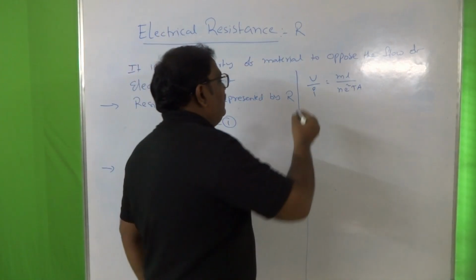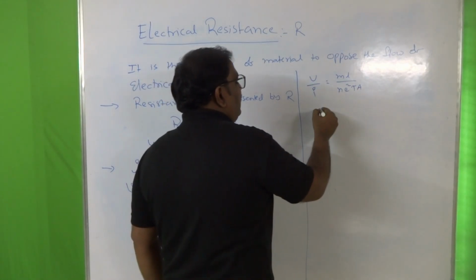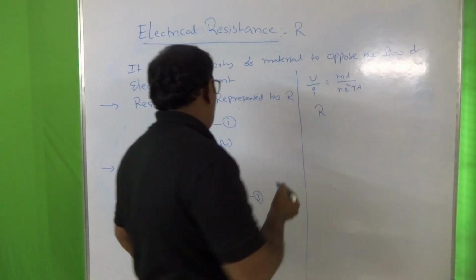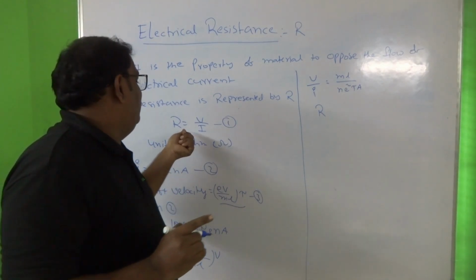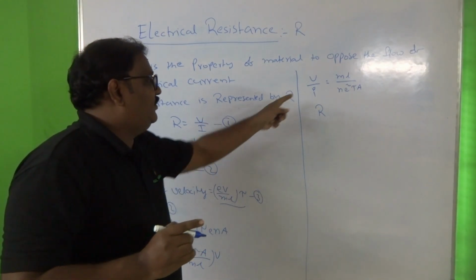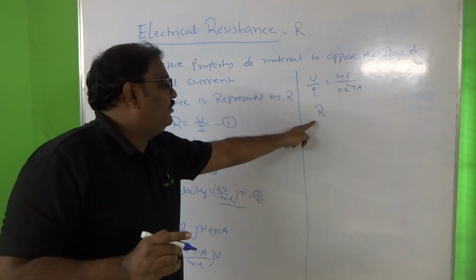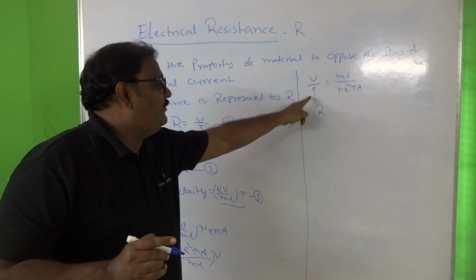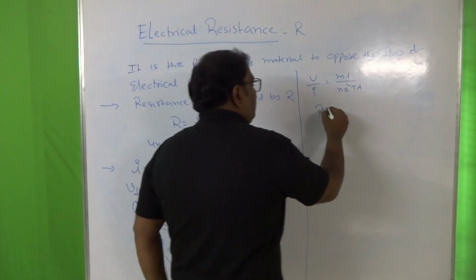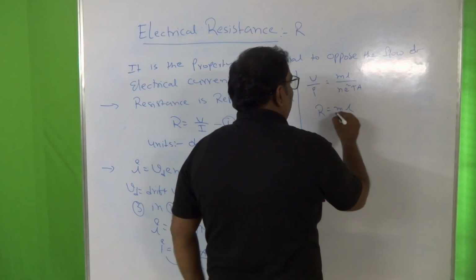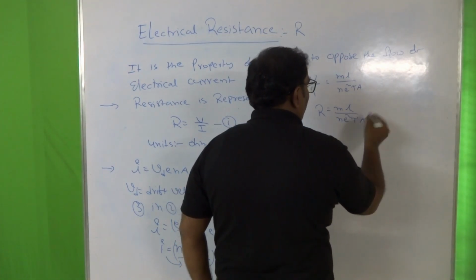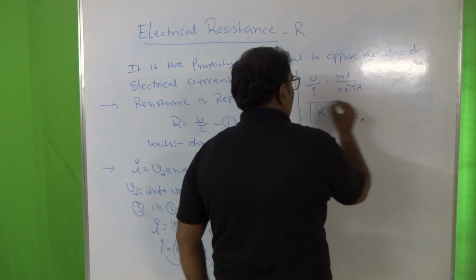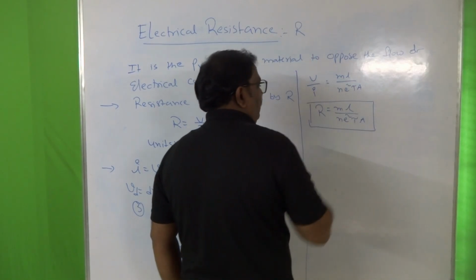So this is a very important equation. V by I is nothing but resistance. According to the mathematical definition, the resistance is always a ratio of voltage to the current. So here we have V by I, and I can write in the place of V by I equal to R: R equal to m into L by n into E square into tau into A. So this is the very important formula.